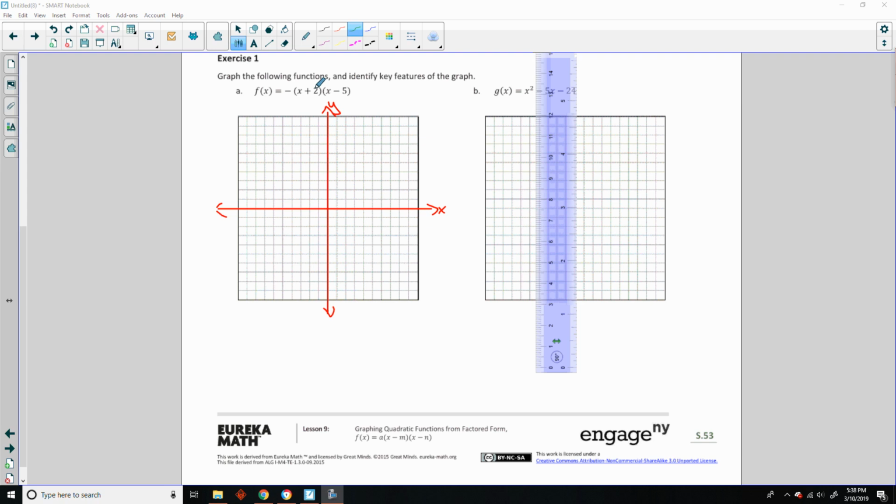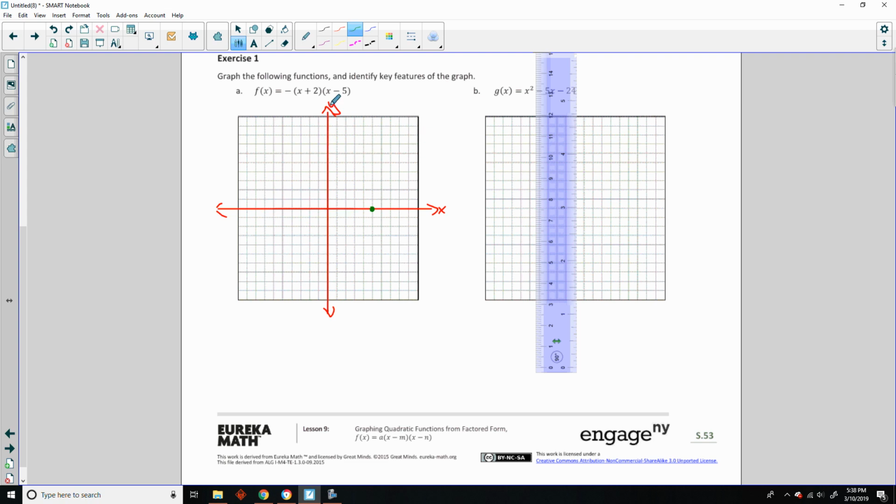Well, I have a negative sign here. I have an x plus 2. I have an x minus 5. So if I plugged in 5 into this, I would get 0. So 5 minus 5 is 0. 0 times 7 is 0, times a negative 1 is still 0. So I'm at 5, 0. So that is one of my roots, solutions, zeros.